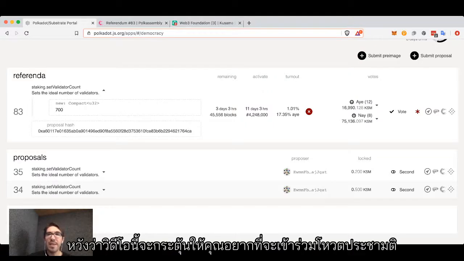So I hope this has whet your appetite for participating in Kusama, Polkadot, or really any other Substrate chain that supports democracy in their referenda.